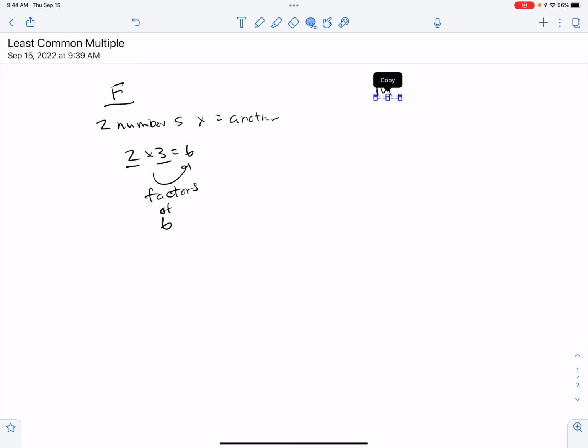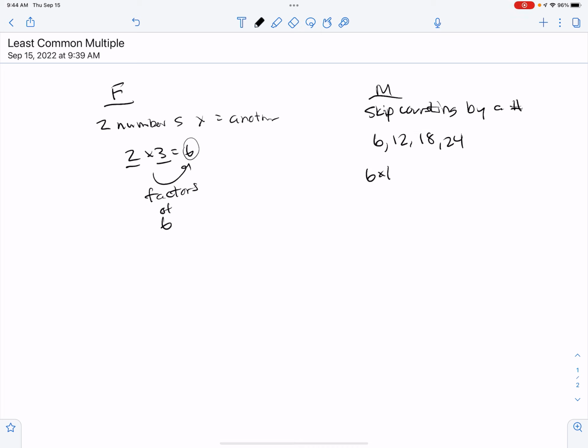In contrast, a multiple is what you get if you are basically skip counting by a number. With our example of 6, if we skip counted by 6, we get 6, 12, 18, 24. Another way to think of that is that the first multiple of 6 is 6 times 1, the second multiple is 6 times 2, and you could use this as a shortcut, since the 10th multiple of 6 is 60.